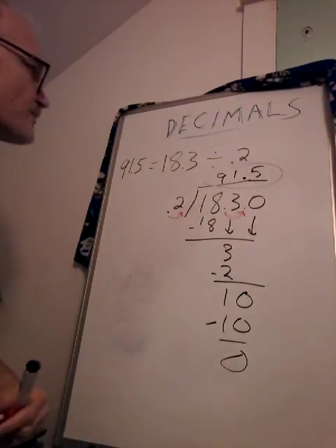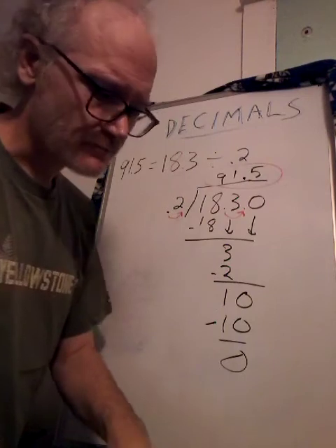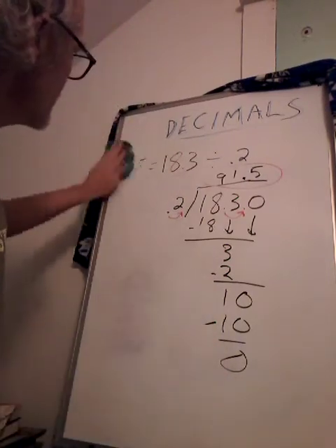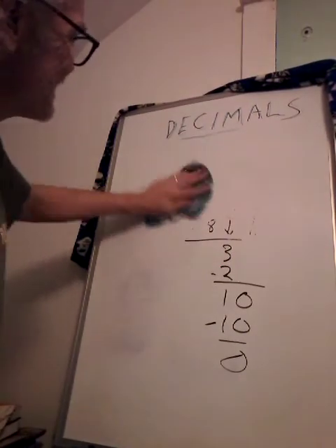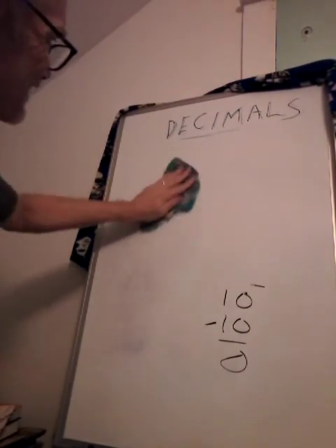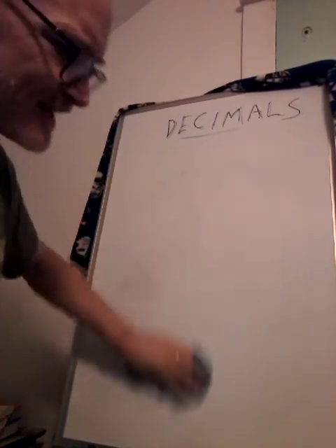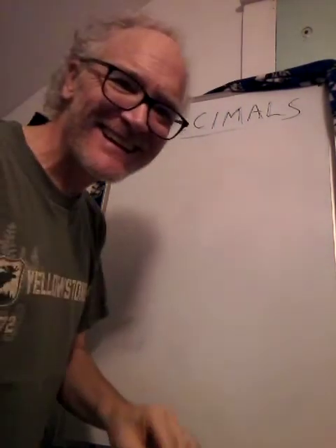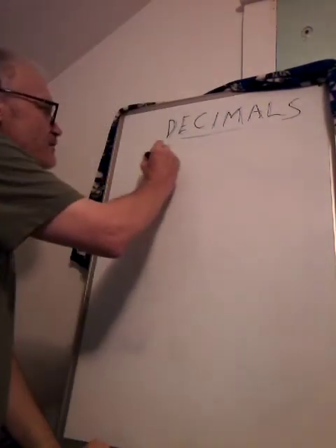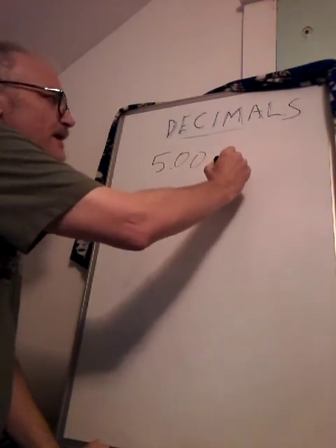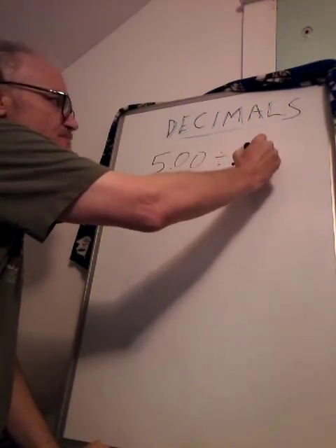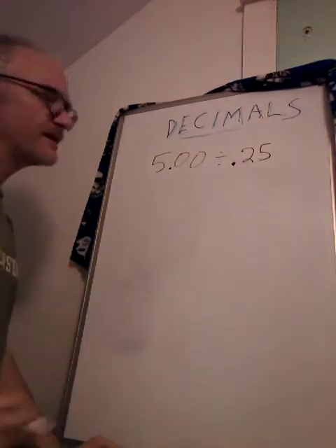Right. Let me show you one more. And this is kind of a real life example. How many quarters are in $5? We'll look at it. Okay, if you get confused, you can watch it again, make sure. Okay, I'm starting with $5, 5.00. I'm dividing that into piles of quarters. A quarter is 0.25, right?